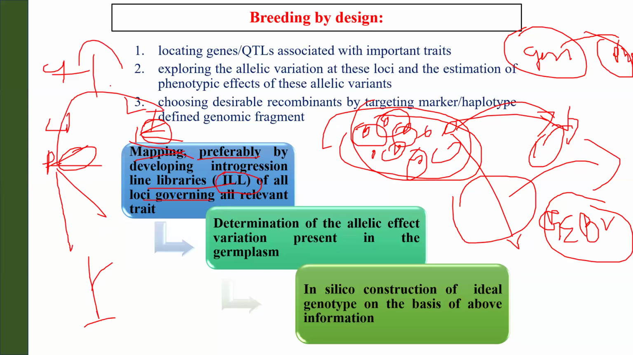But this opportunity we can't get in ideotype breeding. In transgenic also you can do it. First you develop the ideal type, then you introgress any trait. That also can be done. Okay? Your doubt is clear?